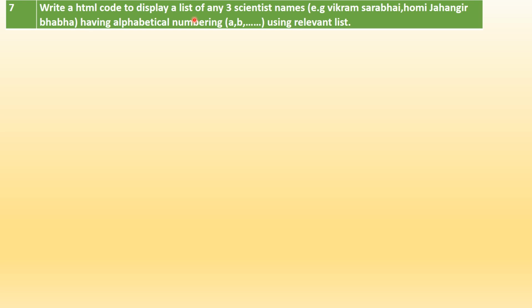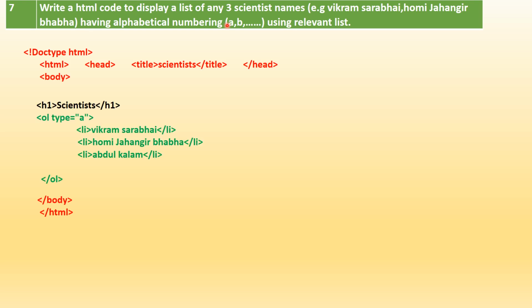Here in this question, we have to display a list of any three scientists' names. Names are already given, having alphabetical numbering A, B, C using relevant list. So if you want alphabetical numbering, you have to use an ordered list. Along with that, you have to use the type attribute. And since it is A, B, C, D like that, which is the first letter A, we have to use type equal to a in small letter. Basic structure. After that, mention the heading here. OL will use ordered list, type equal to a, since I want a small letter a, b, c, d, and the three scientists' names are already given. You have to use LI, and that's all you have to write. Close the OL.